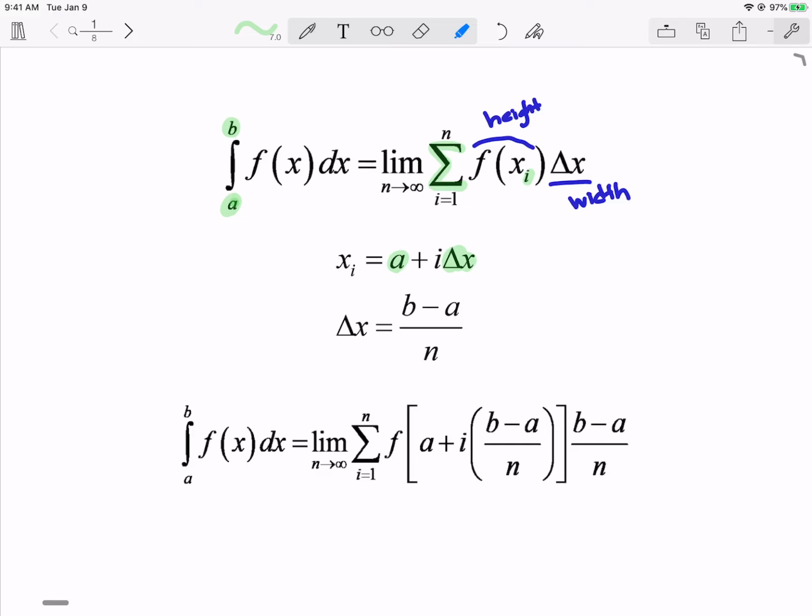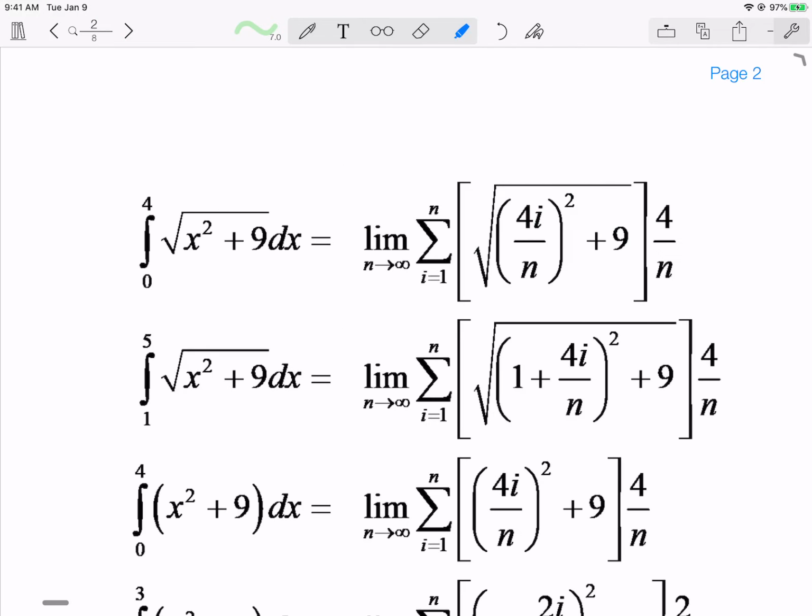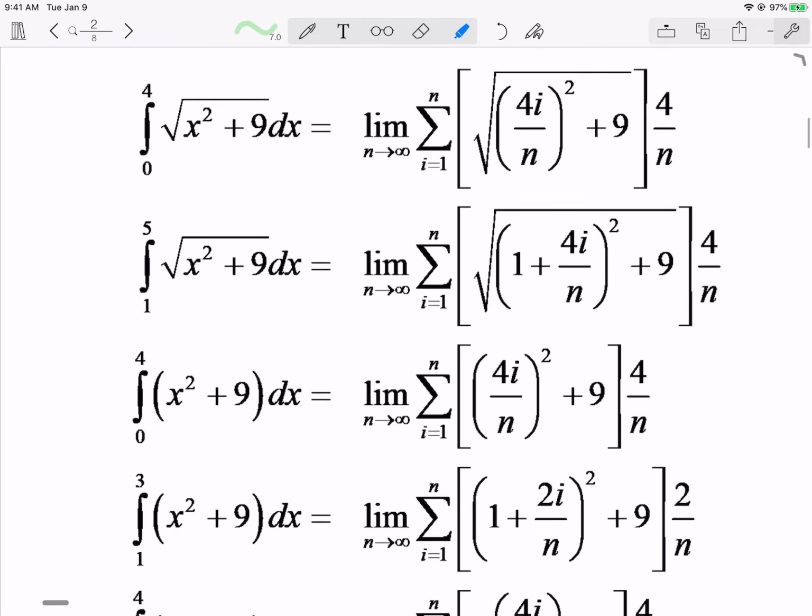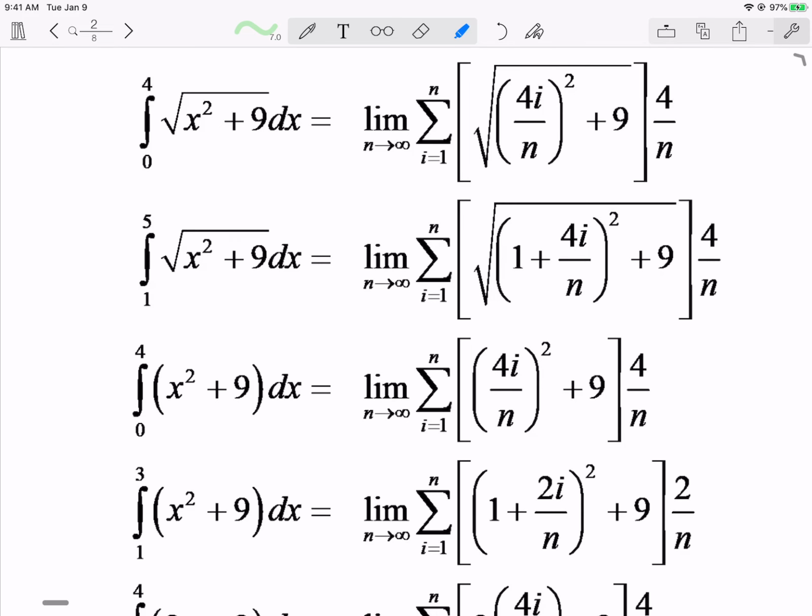So what AP typically wants you to do is to be able to write the limit of a sum given an integral, or write the integral given the limit of a sum. So we're just going to look at some examples before we do one on our own and see what kind of patterns we notice. So here is just a smorgasbord of limits of summations that represent the integrals that are given on the left.